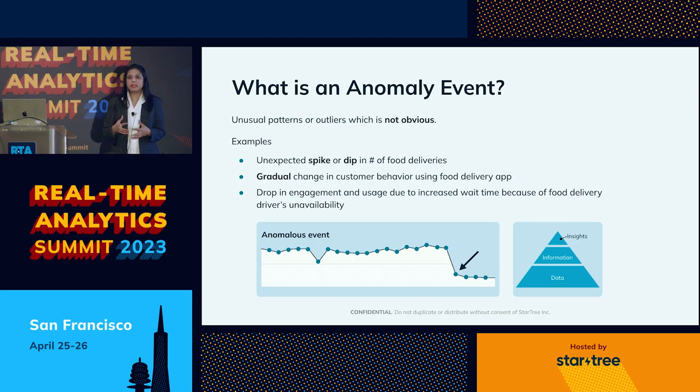And it could be a spike or a drop for various reasons, or it could be a gradual change in customer behavior, like the example that I was giving earlier. And that can also contribute to anomalous events. And identifying those changes in real time is critical to drive engagement of your app and overall your customer satisfaction.